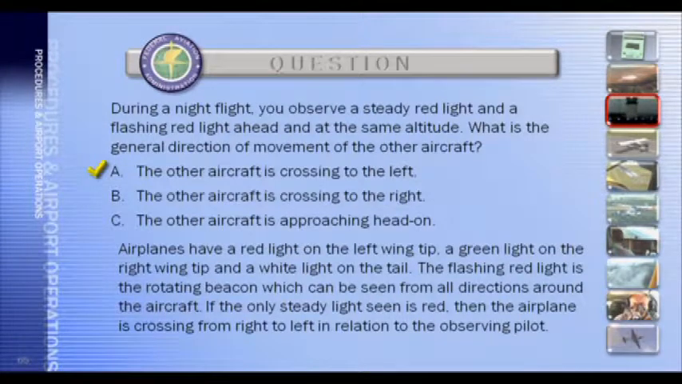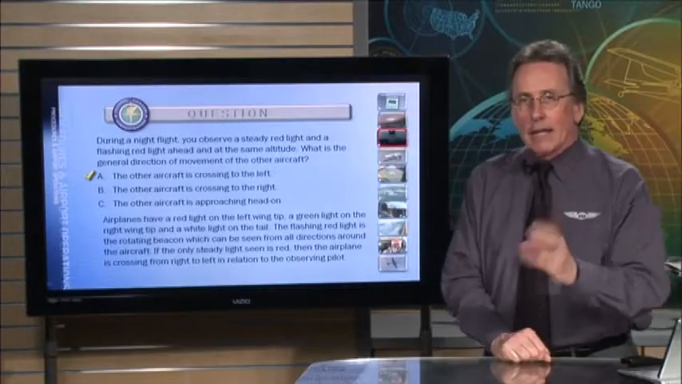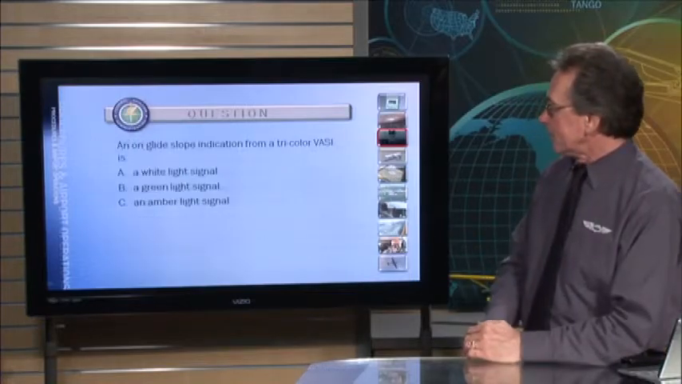Now, a little reminder here. Airplanes have a red light on the left wingtip, a green light on the right wingtip, and a white light on the tail. The flashing red light is the rotating beacon, which can be seen from all directions around the aircraft. If the only steady light seen is red, then the airplane is crossing from right to left in relation to the observing pilot.